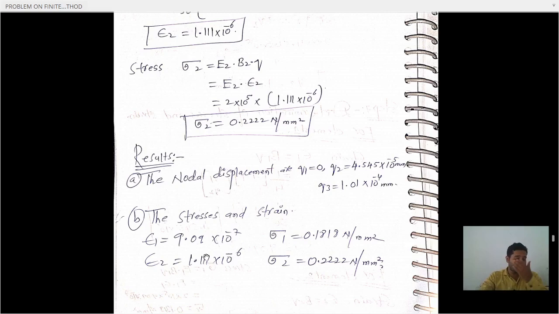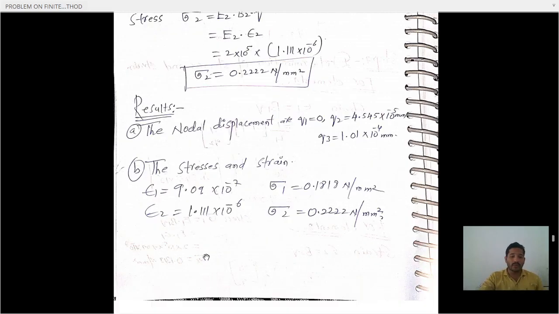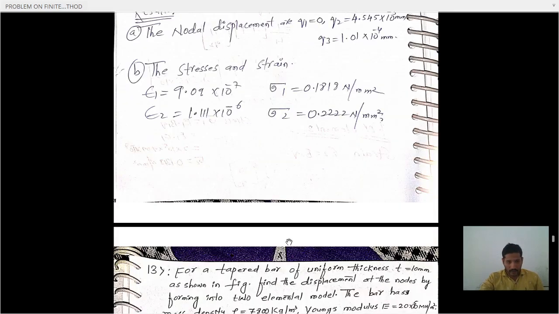Again the stress and strain we need to show here in the result. Strain for the first element, how much did we get here? 9.09 into 10 power of minus 7, and stress for the first element is 0.1818 Newton per mm square, and the strain for the second element is 1.111 into 10 power of minus 6, and the stress for the second element is 0.2222 Newton per mm square.